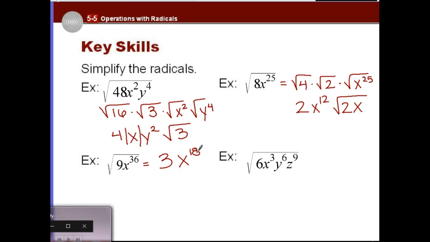Okay, can I simplify the square root of 6? No. So it's going to stay underneath. The square root of x cubed, we bring 1 out. 1 stays under. 6 divided by 2 is 3, so you get y cubed. It gets absolute values by itself. 9 divided by 2 is 4, remainder 1.